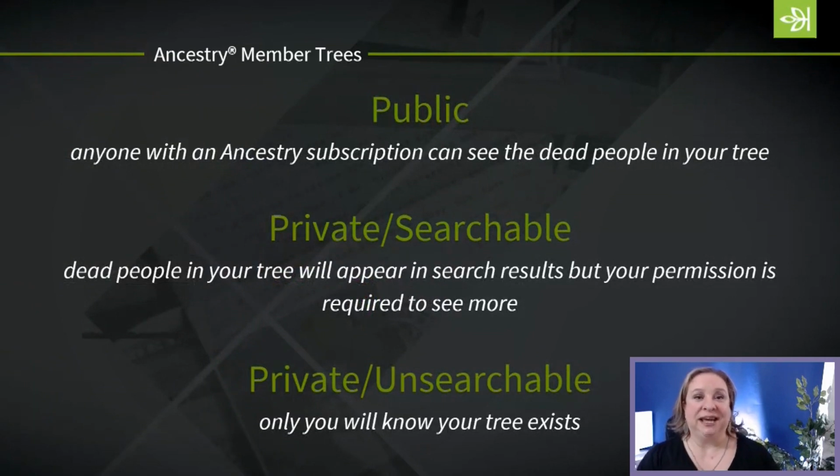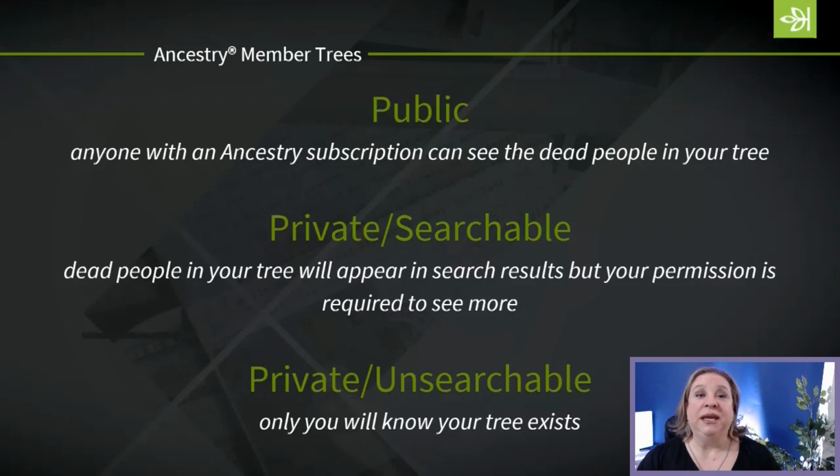Under your privacy settings, you have three options. Now, the default option is public. And what it means when you have a public family tree on Ancestry is that anyone with an Ancestry subscription can see the dead people in your tree. So even if your tree is public, there is still a degree of privacy.